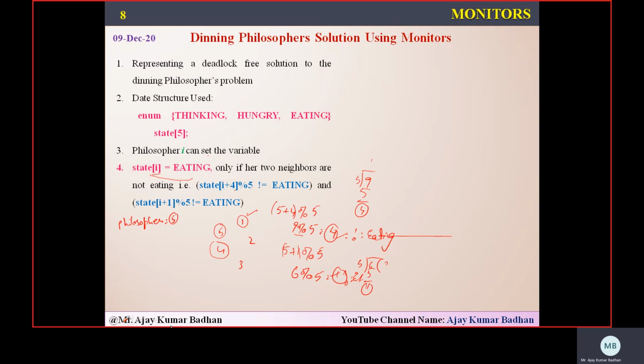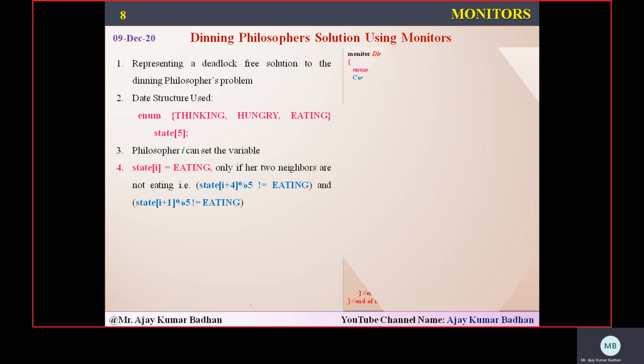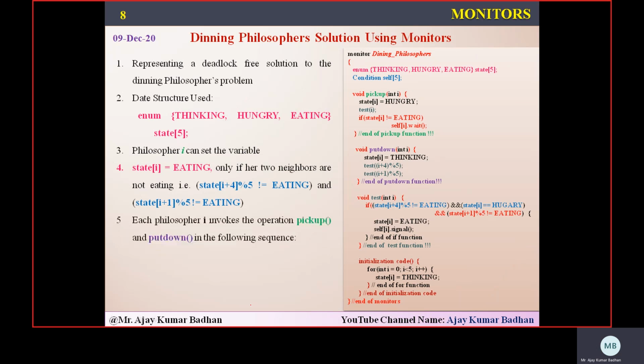This is a simple code that we are going to use in this particular scenario. Now this is the whole diagram related to it. You can see this is the structure we have used. Monitor, dining philosopher. So we are using an enumeration data structure: thinking, hungry, eating, state of five chopsticks. Condition self. So for self condition we need to know whether we are in a thinking state, a hungry state, or an eating state.